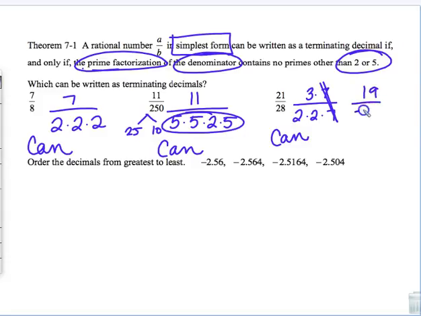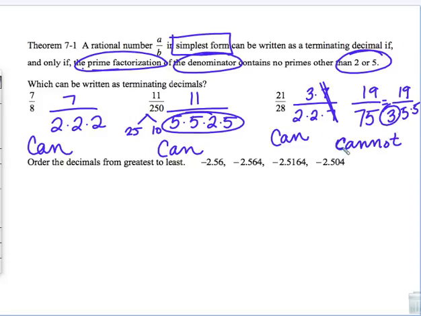Let's say we have 19 over 75. 19 is a prime, so I'll just rewrite that. 75 would be 3 times 25, so that's 3 times 5 times 5. That 3 does not cancel, and so when I prime factor the denominator in its simplest form, it contains another number other than 2 or 5, and therefore this one cannot be written as a terminating decimal.